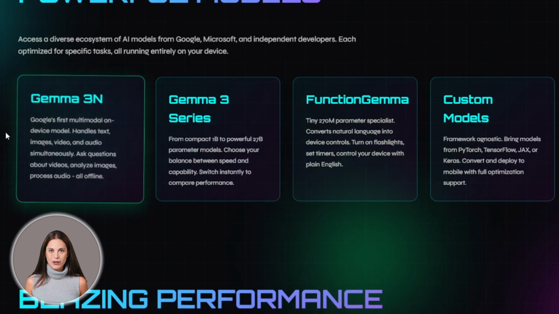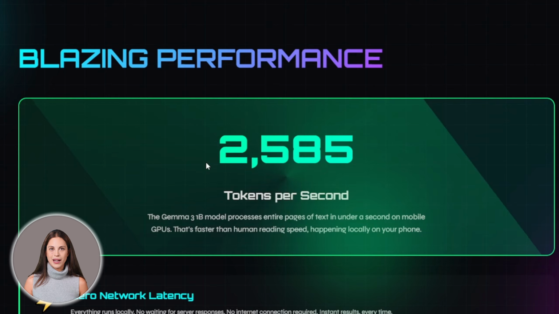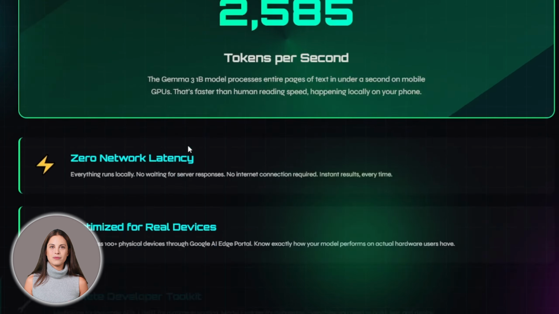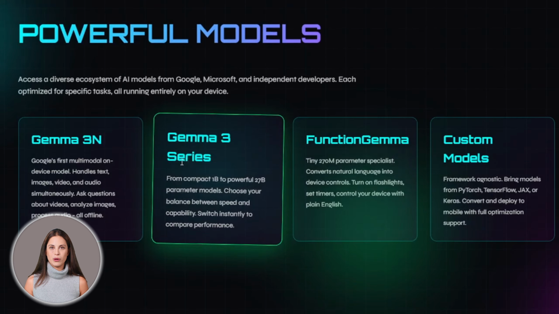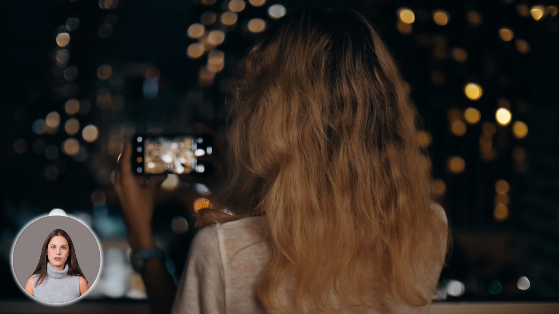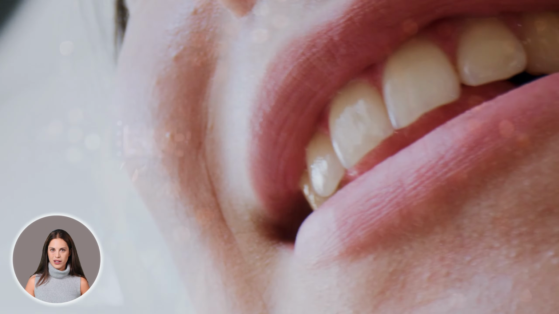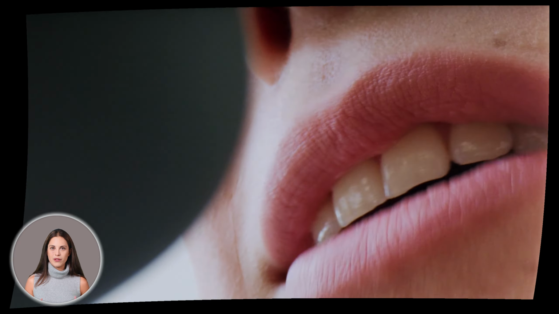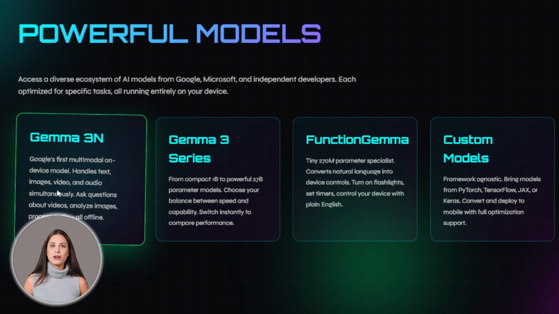instantly to compare. The star of the show right now is Gemma 3n. This is Google's first multimodal on-device model. Multimodal means it can handle text, images, video, and audio all in one model. Think about what that enables. You could show it a video, ask it a question about the video, and get an answer, all without internet. This model is still in early preview, but it's already incredibly powerful.